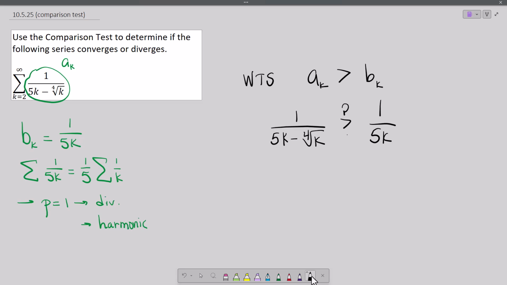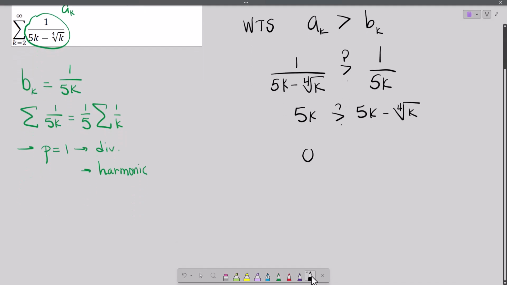So we're going to cross multiply. So 5k on the left. On the right, we get 5k minus the fourth root of k. Subtract off the 5k's. So we get that. And here's where you want to make note that if you didn't have the 5 in here, these wouldn't subtract away neatly. You'd have a 5k on one side and a k on the other, and then you wouldn't be able to show the inequality the way we want to.